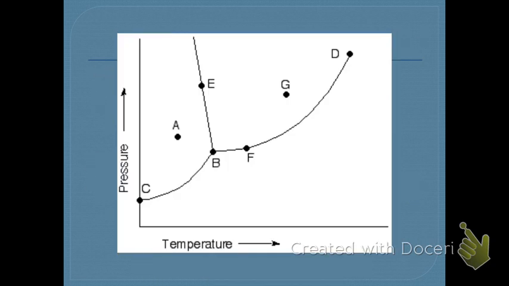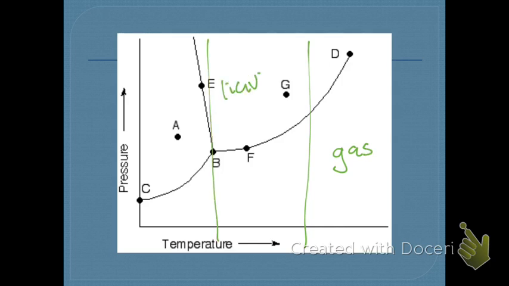So going back to this, we see that at higher temperatures, we see gas. At intermediate temperatures, we will see liquid, and occasionally gas at, remember, low pressures. And at very low temperatures, we will see the solid.